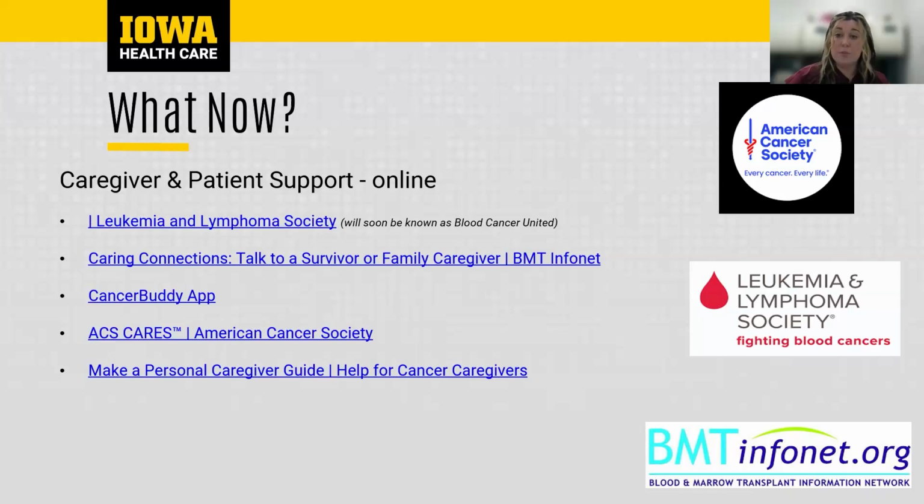They have tons of support groups that they've opened. There's an app called Cancer Buddy. Cancer Buddy is one where you can log in, and they are created usually by hospitals to be support groups. You can meet people to have peer-on-peer connections.